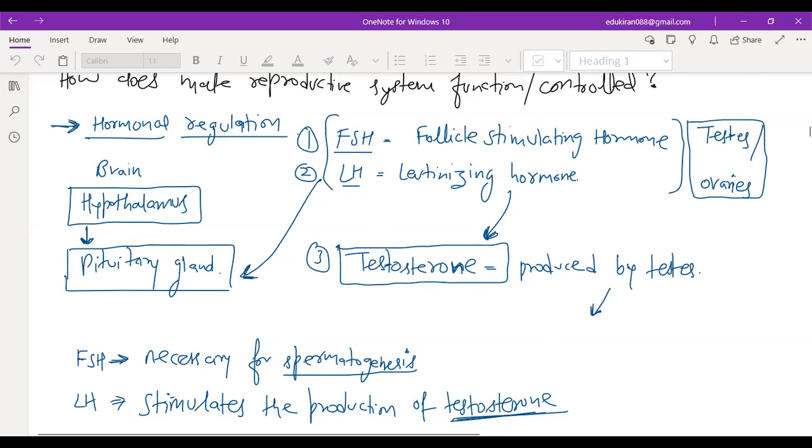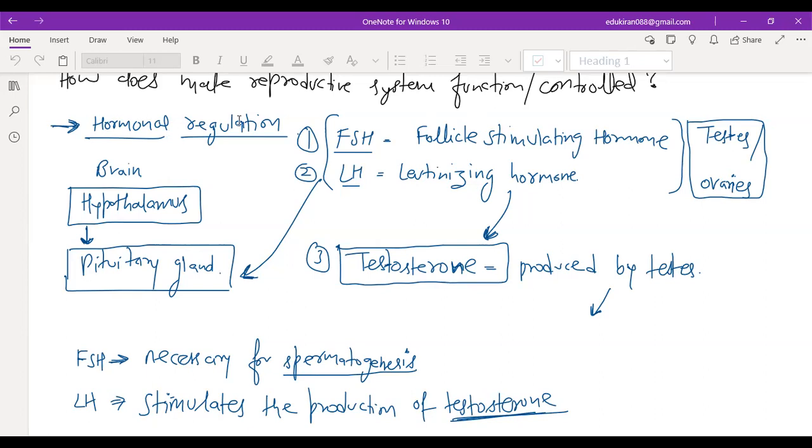Okay, just one more. Now, can you see this slide? Yeah. How does the male reproductive system function or get controlled? So this is about the hormonal regulation. Both male and female reproductive systems are regulated through hormones. The hormones which come from the brain are the same for both males and females.